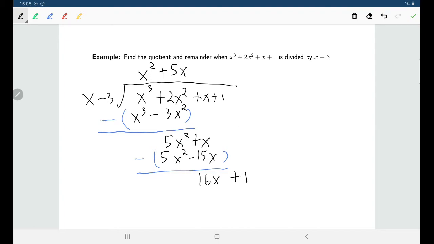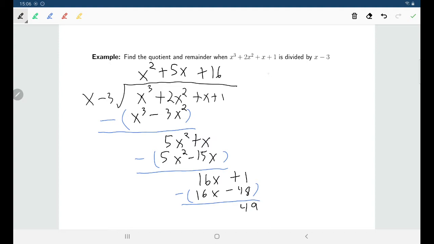Bring down the next term, the plus 1. Continue the process. How many times does x go into 16x? It goes in 16 times. We multiply. 16 times x is 16x. 16 times negative 3 is negative 48. And now we'll subtract. 16x minus 16x, that's gone. 1 minus negative 48 is 49. And since there's nothing left to bring down, we are finished.